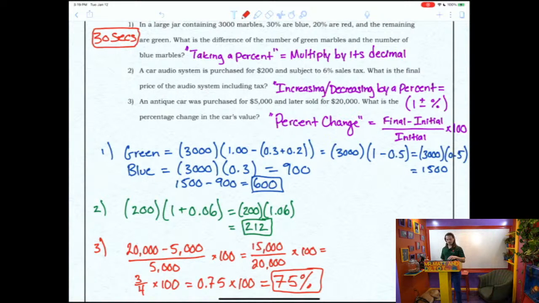Okay, so let's go through these. First of all, each one of these questions represents the different strategies I outlined in the beginning of the video. Number one is taking a percent, number two is increasing or decreasing by a percent, and number three represents calculating percentage change.